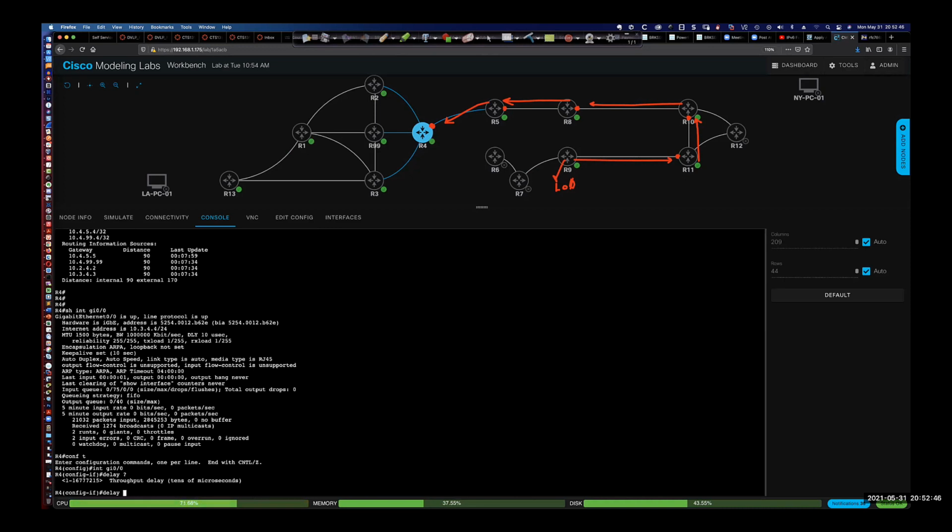Yeah, so it shows it in microseconds, and if we wanted to change it, we put the value in tens of microseconds. So what's happening here? K1 and K3 by default are the only values that are used by EIGRP when determining the shortest best path, right?